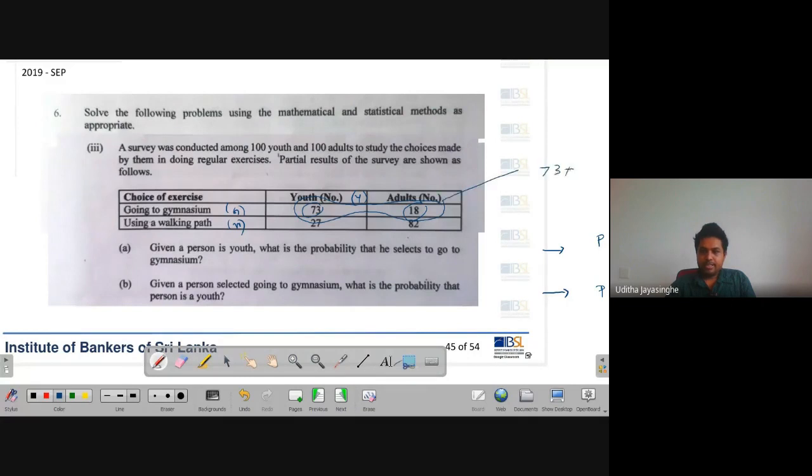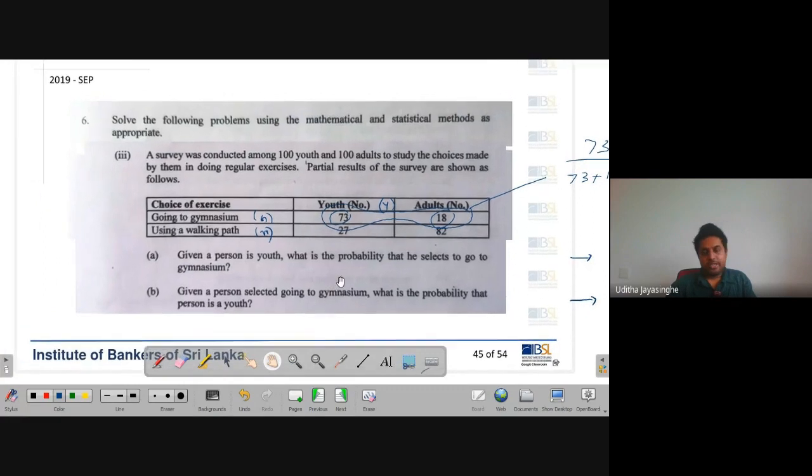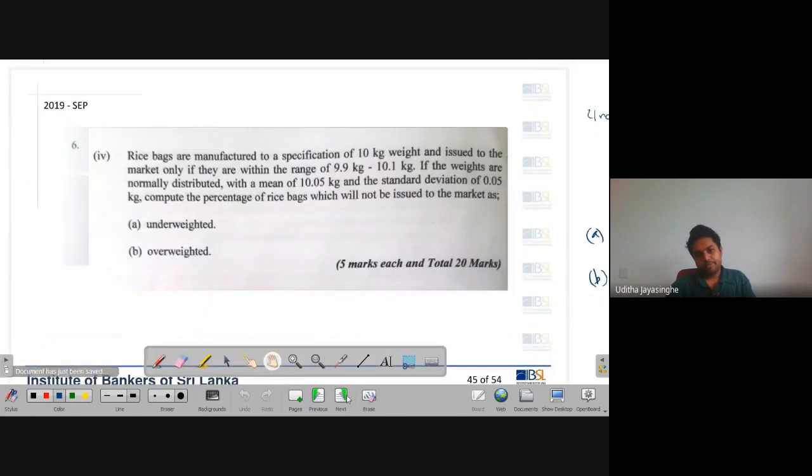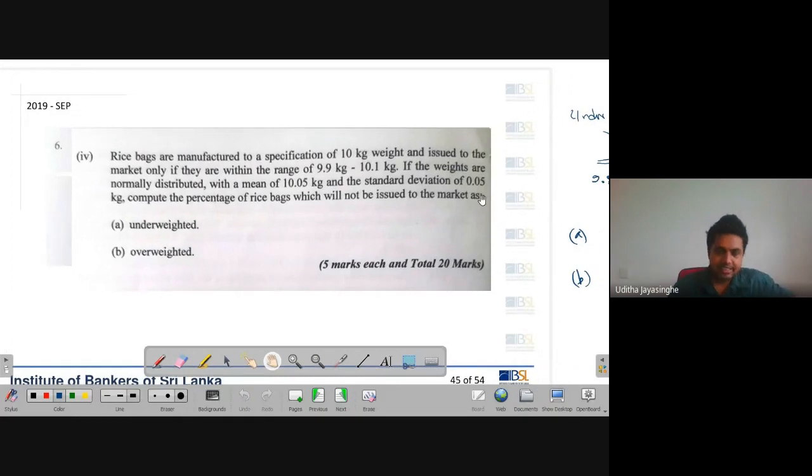73 plus 18. Out of them, 73 are you. Likewise, also you can argue and resolve. Okay, that's another question. All right. Now this is the answer for some more examples of the application part.